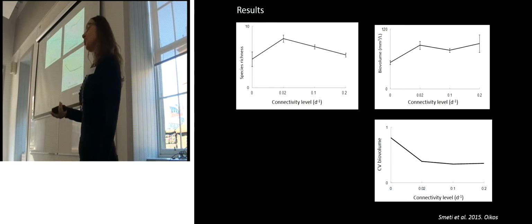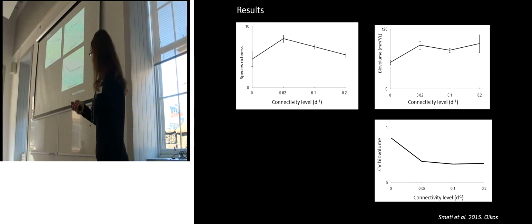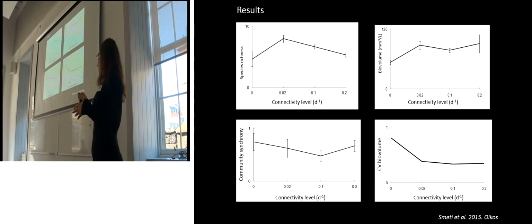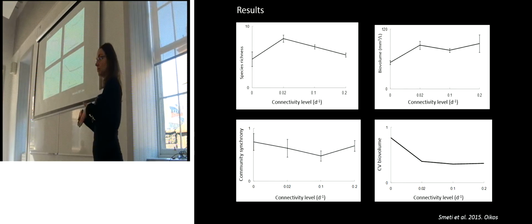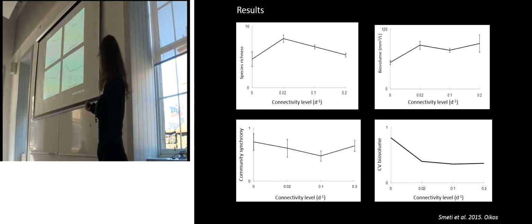The coefficient of variation of productivity, which is a common measure of stability, was also decreased. That means that the connected assemblages were more stable. And then we also measured community synchrony, where higher synchrony means that the species oscillate synchronously, and we have a probability of having fewer species together, so lower stability too. But as you can see, synchrony doesn't really change, and that's reflected in stability here.